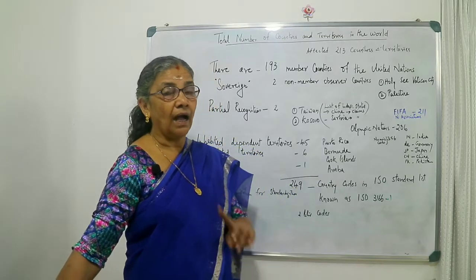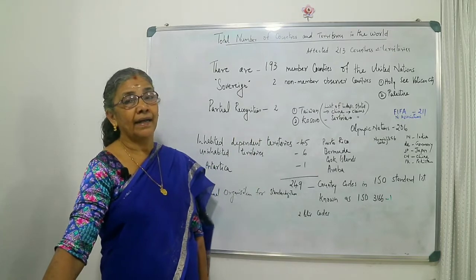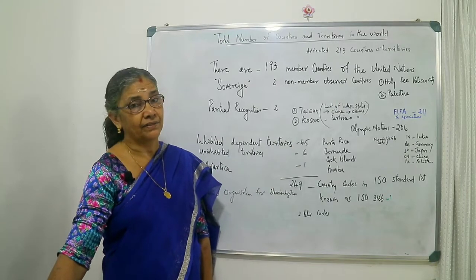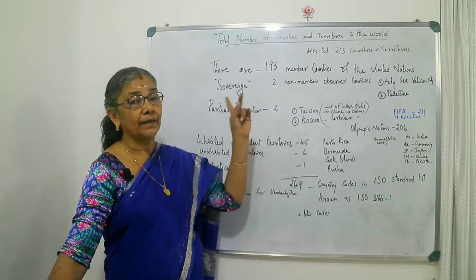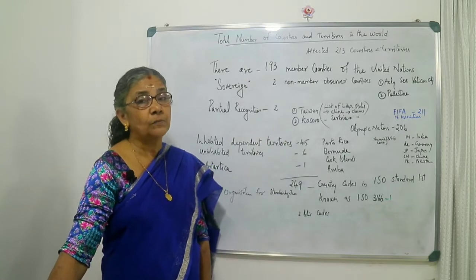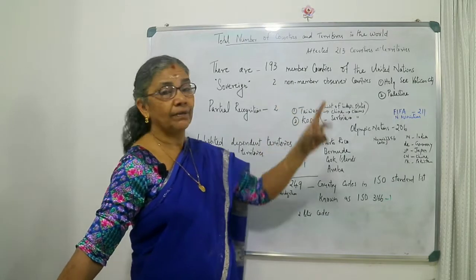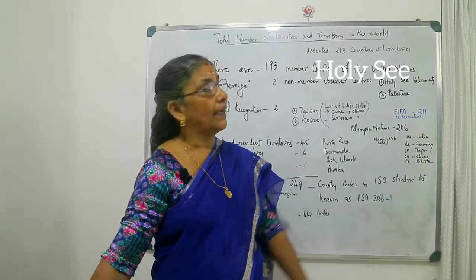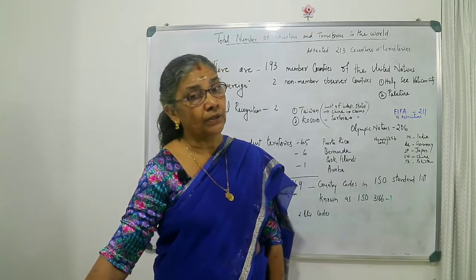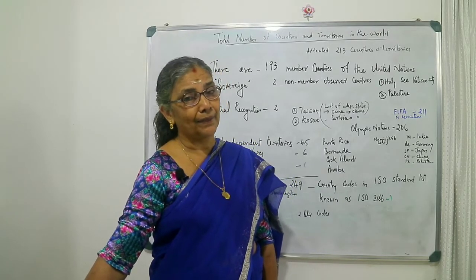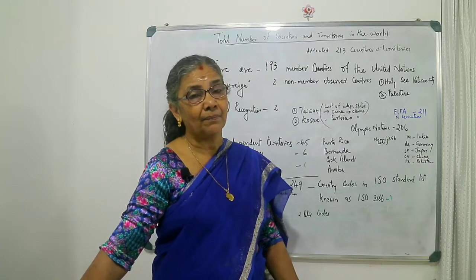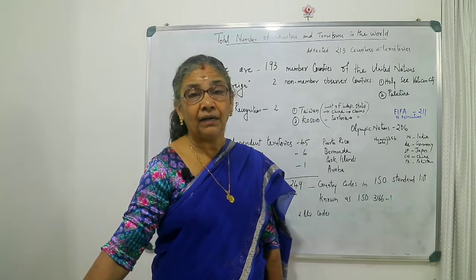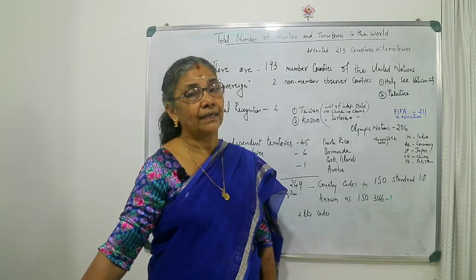According to the UNO, there are 193 member countries of the United Nations. And two more are added as observing members: one is the Holy See, representing the Vatican City, and the other is Palestine. So that totals 195 countries. But when we talk about the Olympic nations, there are 206, and when we talk about the FIFA Soccer Cup, there are 211 countries.